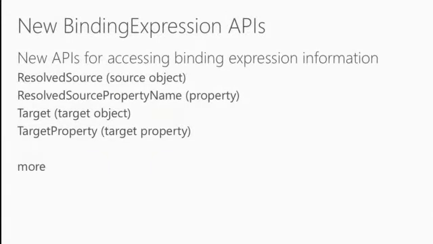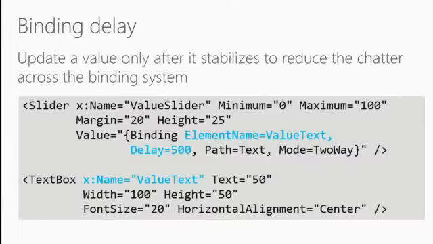We also have new binding expression APIs. I know some folks have been really interested in getting more runtime information from the binding expression. So we've also added in resolved source property name, target property. This is really debugging type information, but some of the people that were interested in this were building data-driven applications, and they're using some of this information to control how their binding system works and how their validation system works. So I think that's useful there.